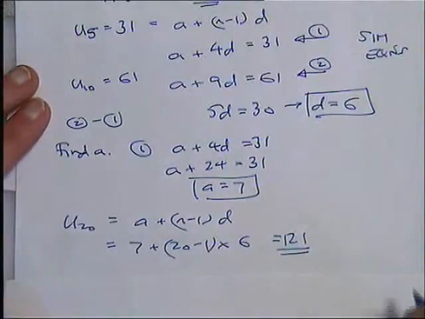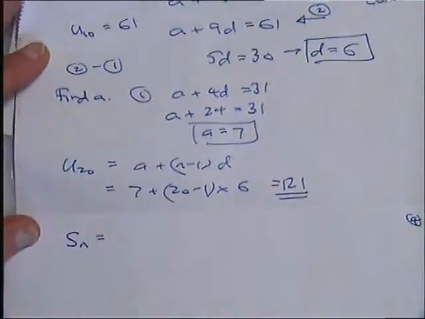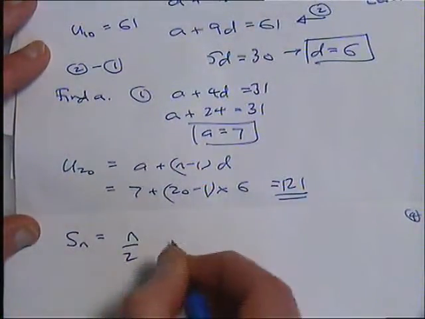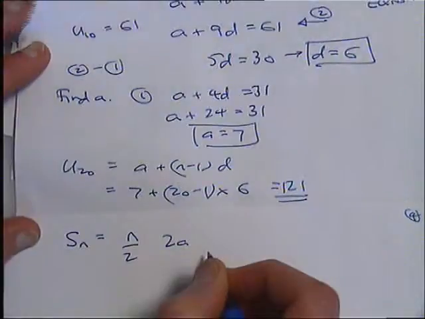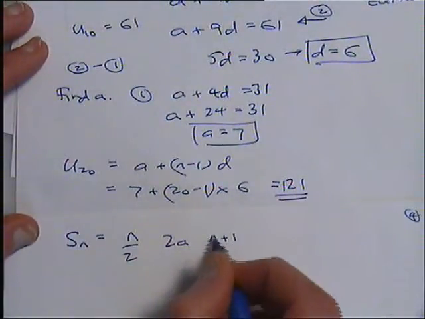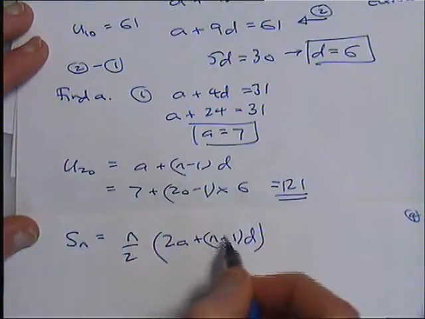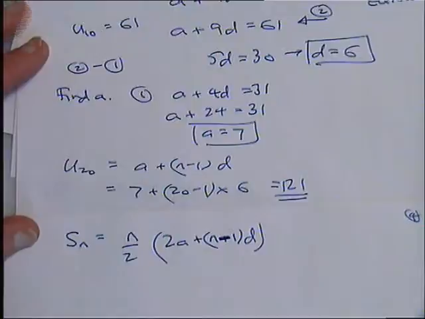So can anybody yet tell me without looking what the formula for the sum of the first N terms was? N over 2, 2A. Okay, you can have a look as well. N minus 1D added on, yeah, okay. It is N minus 1, thank you, yeah.